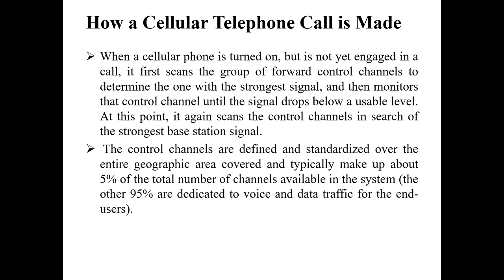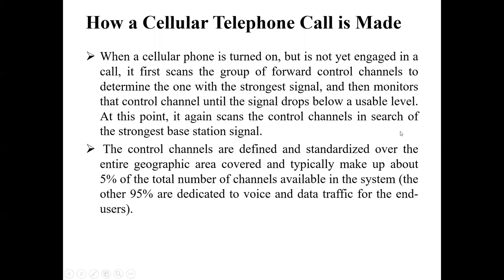Whenever you switch on the mobile phone, but not yet engaged in a call, it first scans the group of forward control channels to determine the one with the strongest signal. So we may assume that our mobile unit may lie, for example, among three base stations. So is the mobile connected to base station 1, 2, or 3? Really, when you switch on the mobile unit, it will scan the forward control channels of the available nearby base stations. Then the mobile will select the strongest signal, and it will be engaged to that base station.